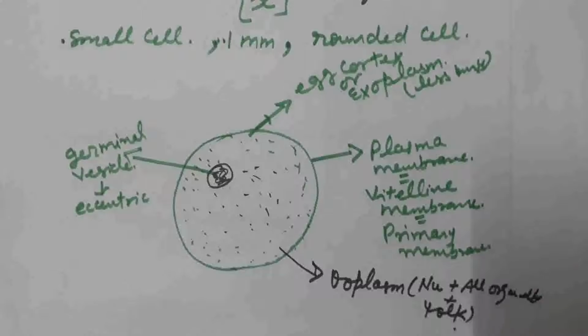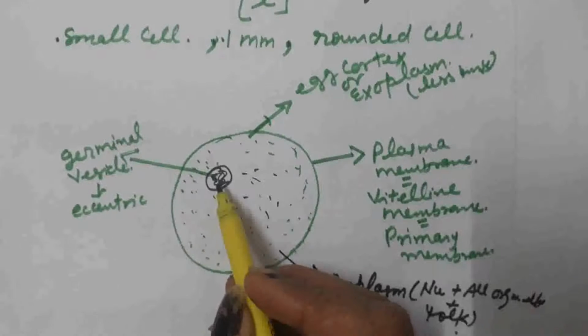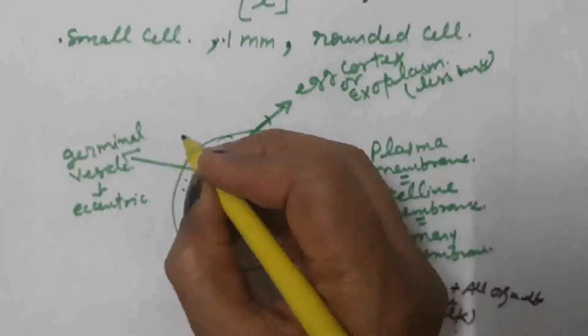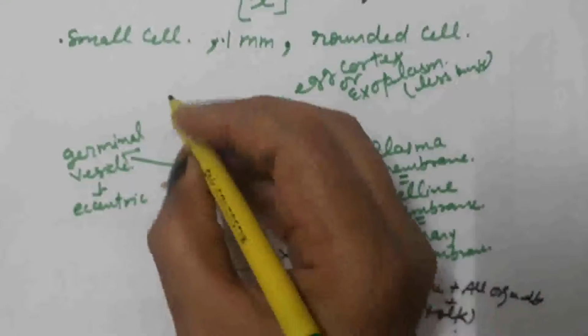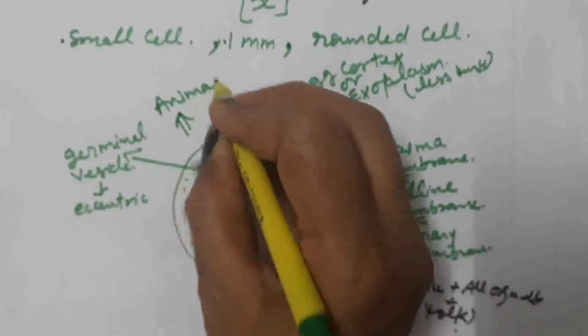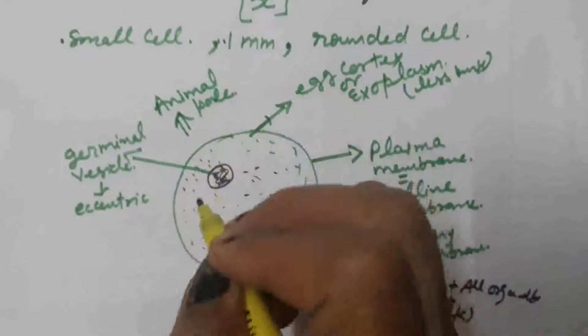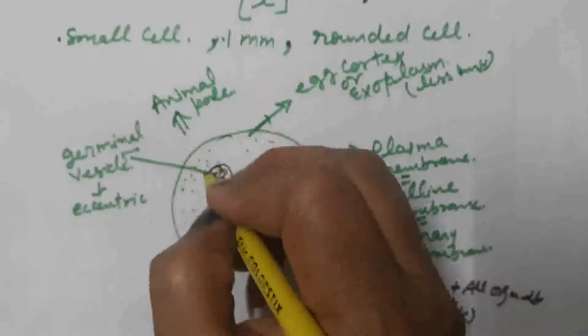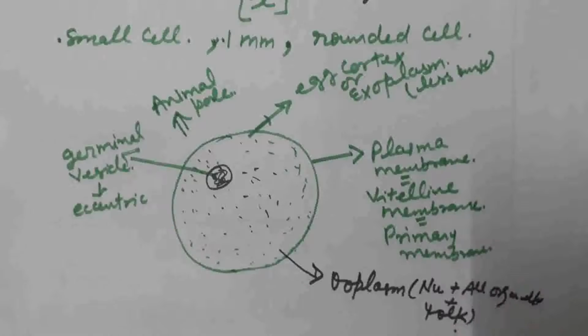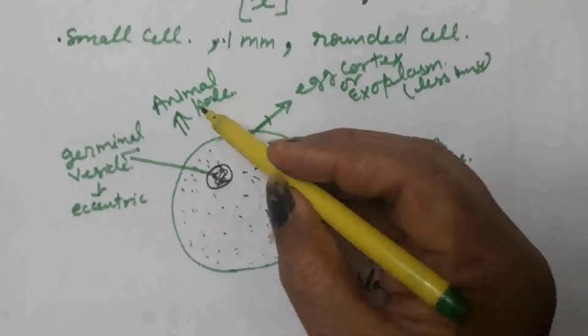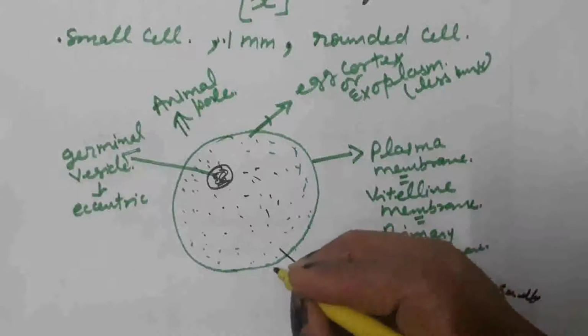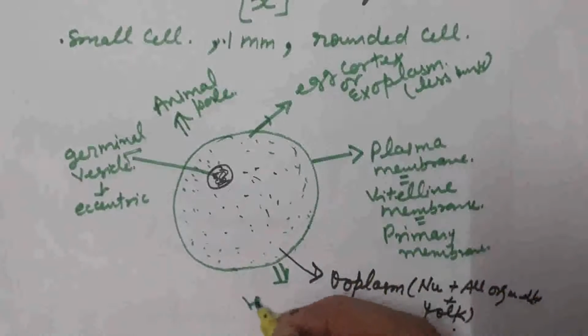That's why the egg shows polarity, that is, it has two poles. One pole is known as the animal pole and the other pole is known as the vegetal pole. The side of the egg towards which the nucleus is present represents the animal pole. The animal pole is the pole through which sperm enter the cell at the time of fertilization, and the pole opposite to the animal pole is known as the vegetal pole.